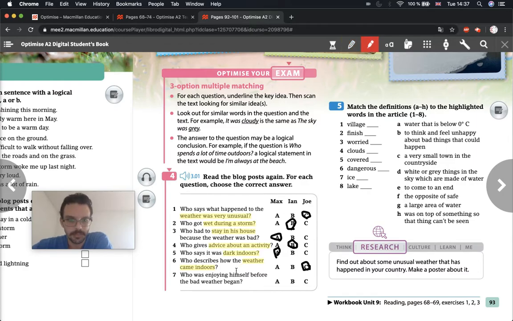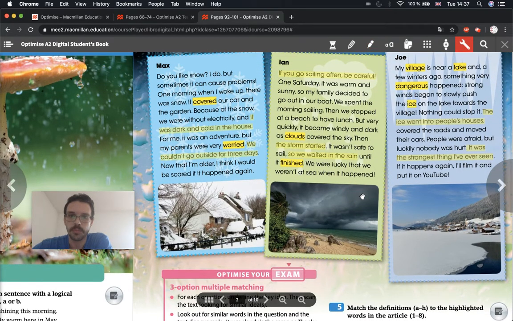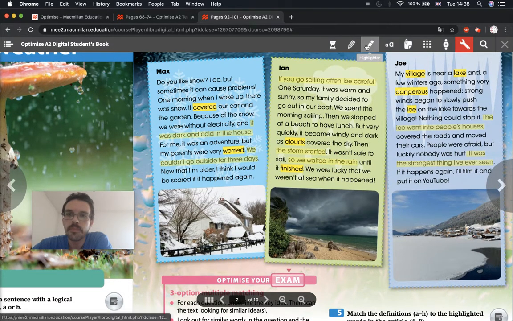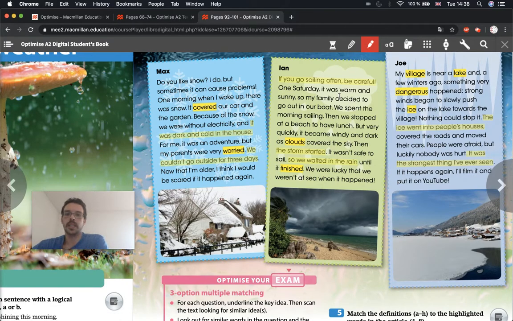All right, and then last one, who was enjoying himself before the bad weather began? Okay, so enjoying himself before, so having fun before the bad weather happened. So let's have a look. If we look at Ian, Ian describes quite a bit before the storm, right? Ian is the man who's sailing on the boat.